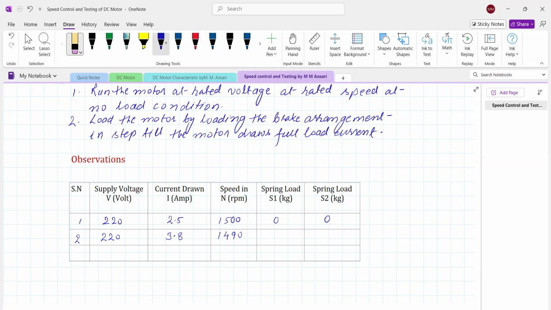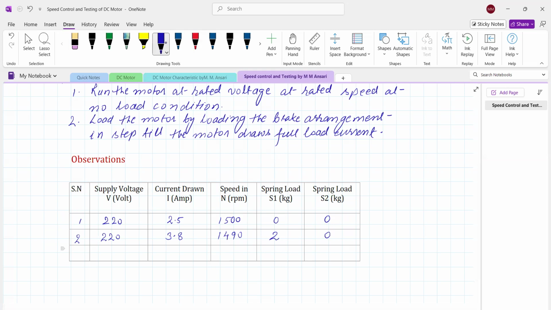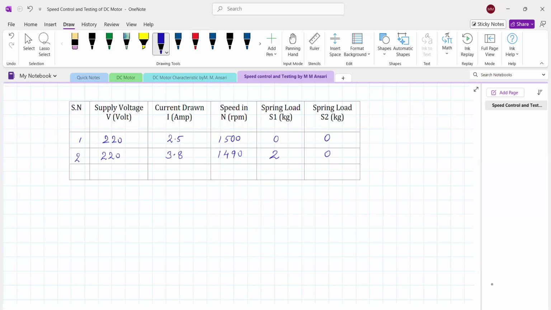It is showing as 2 kg, whereas it is at 0. So in this way, we can observe different readings till the full load current. Now, what is the procedure to calculate the efficiency of the motor, or to find out the performance of the motor with the help of the direct load test?